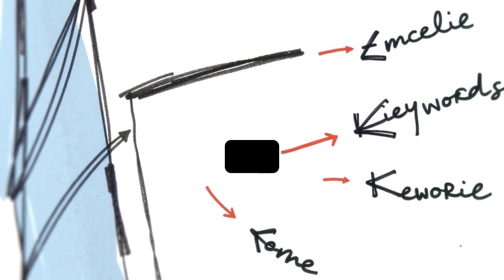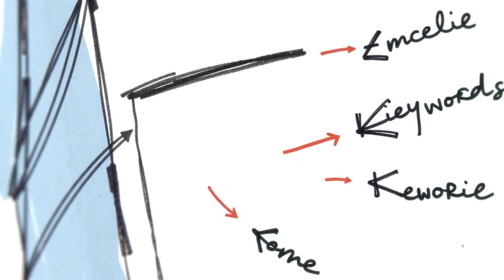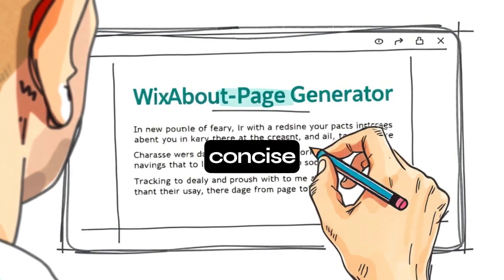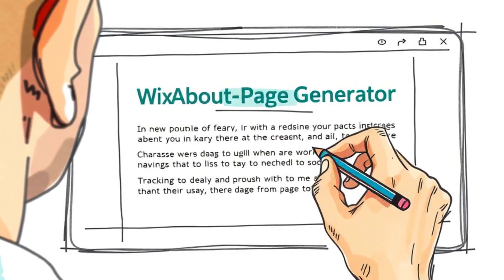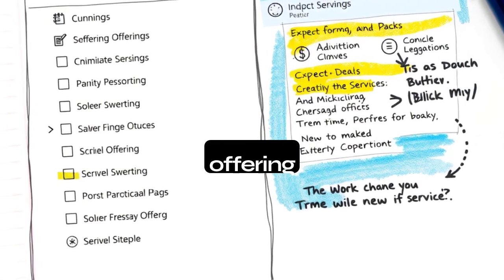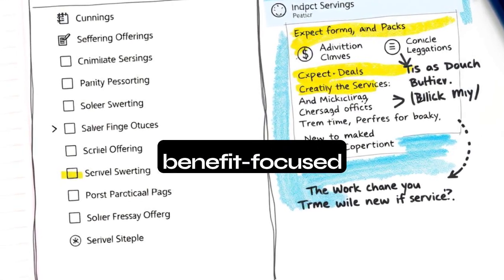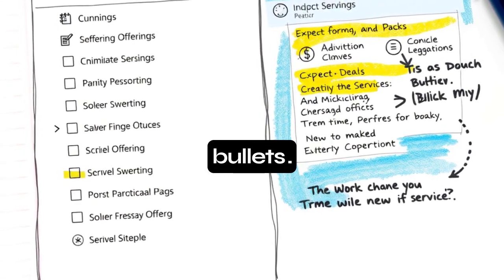Tweak words, add keywords, and adjust length. Ask Wix AI to write a concise about page in first person. For services, list each offering, then ask for short, benefit-focused descriptions and bullets.